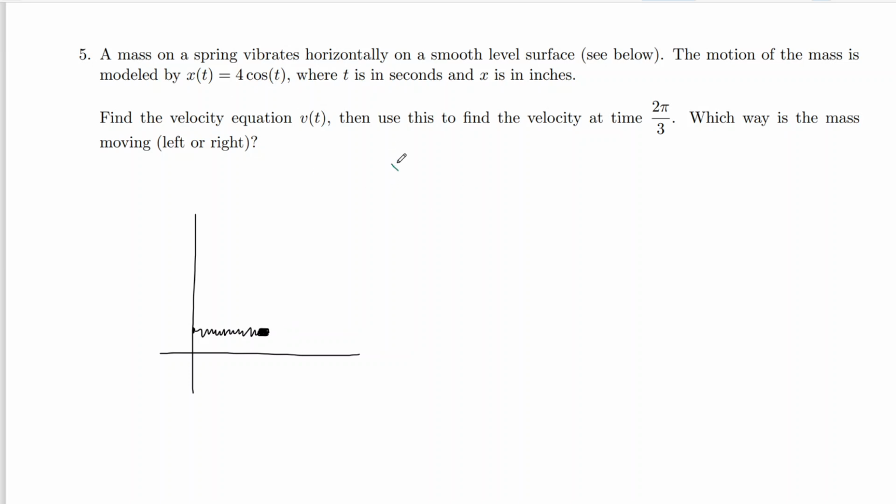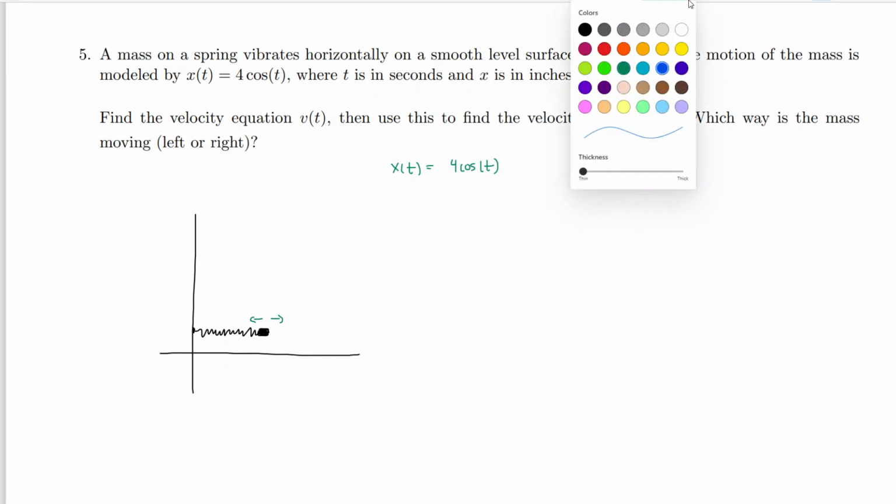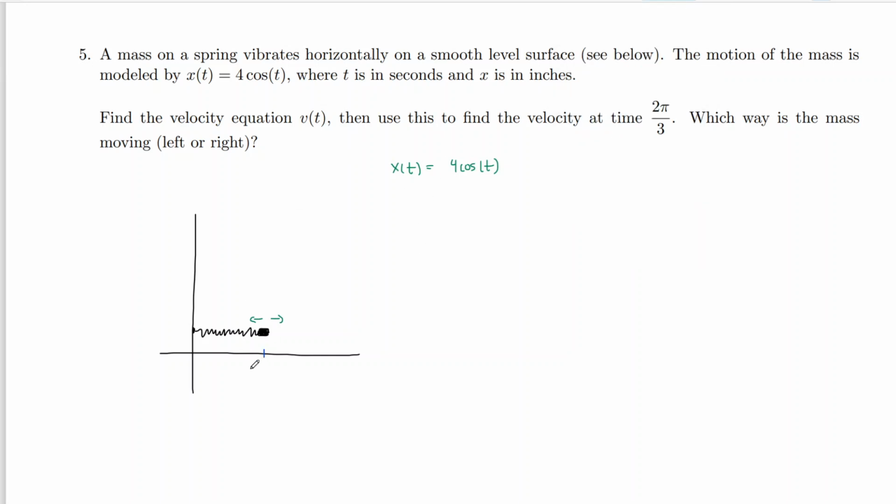So I'm going to go ahead and actually write down the formula. x of t equals 4 cosine of t. Right, where it goes back and forth. And the point where it sits naturally, you don't really need to know this, but it's called the equilibrium point.